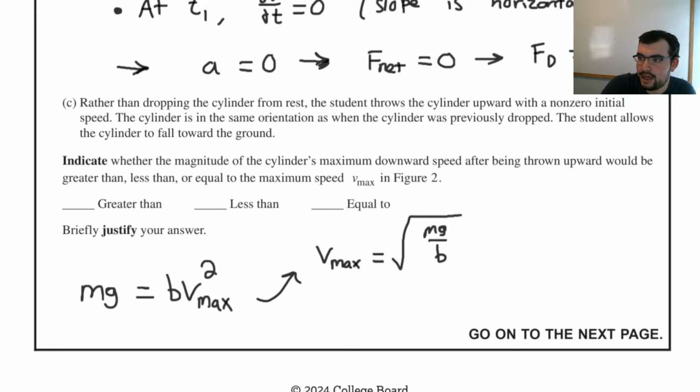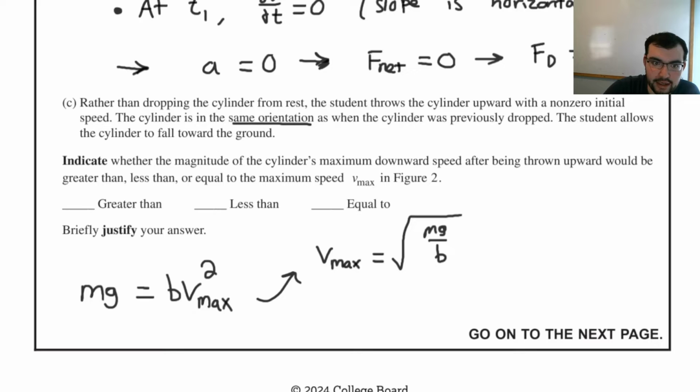So let's ask this. The only thing that could go wrong is if the cylinder is going to hit the ground, but I believe we're led to assume that the cylinder is very far above the ground and it's not going to crash. So if we look at this formula, does throwing the cylinder upward affect m? No. Does throwing it upward affect g? Obviously not. And then b, here's where it gets kind of tricky. What is b? Well, that depends on the shape. And it says same orientation, so there's no ambiguity there.